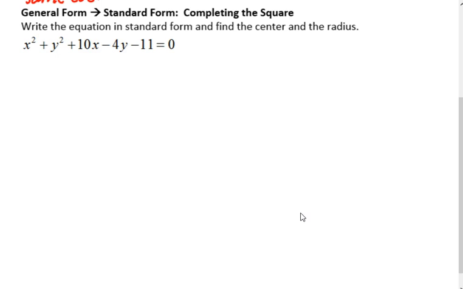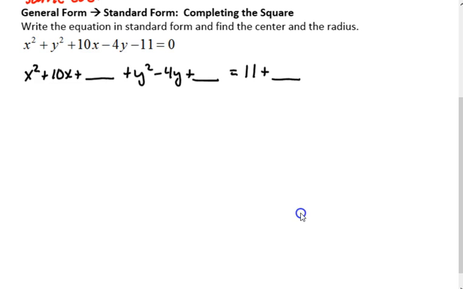So we're going to group our x squared terms. X squared plus 10x plus something plus y squared minus 4y plus something equals, and then I'm going to get 11 on the other side, and then I'm going to add two blanks because whatever I add on the left hand side I also have to add on the right hand side.